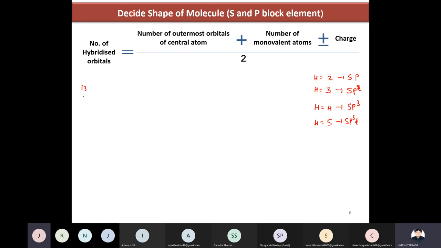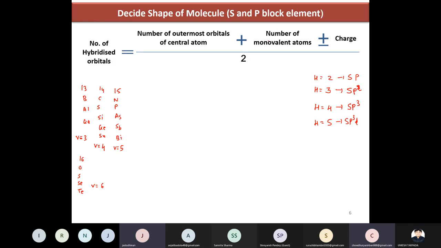Any element from group 13 like boron, aluminium, gallium, you can take valency equal to 3. Any element from group 14 like carbon, silicon, germanium, tin, V is equal to 4. Any element from group 15 like nitrogen, phosphorus, arsenic, antimony, bismuth, V is equal to 5. For a group 16 element, you can take V is equal to 6. Now, a monovalent atom is nothing but hydrogen and all the halogens. Of course, oxygen is divalent and nitrogen is trivalent, so they cannot be taken here. And if a positive or negative charge is there, it is added or subtracted.